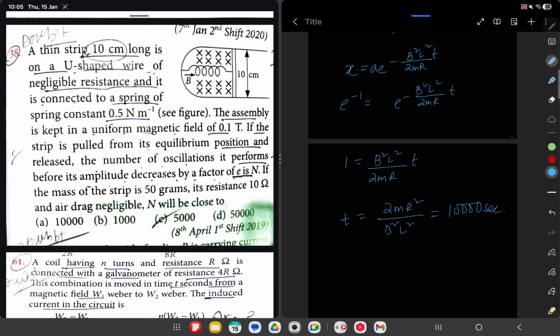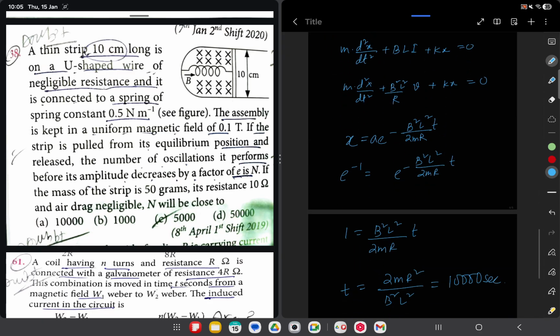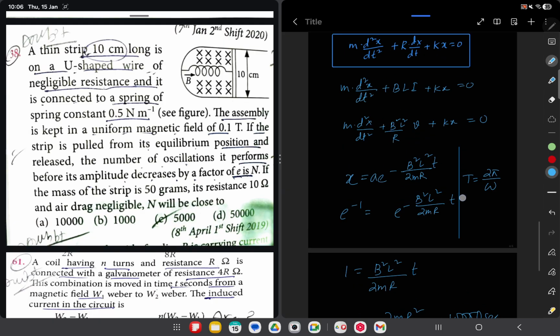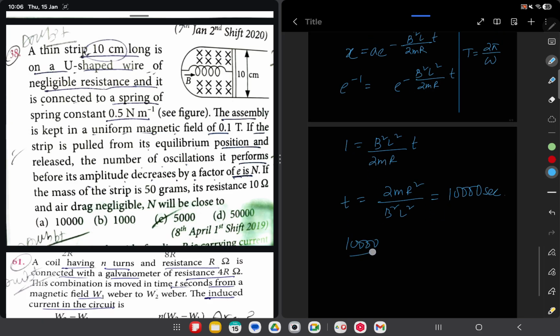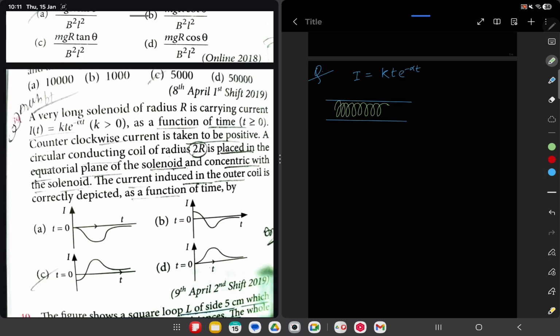But you need to find out the number of oscillations. So for the number of oscillations, you first need to find out the time period. So the time period will be T equals 2 pi by omega, and omega is how much? Root over k by m. Here the value of k is k, m is m, so you can write omega, and then the time period T is equal to 2 pi by omega. Just divide this 10,000 by T to find out the number of oscillations.